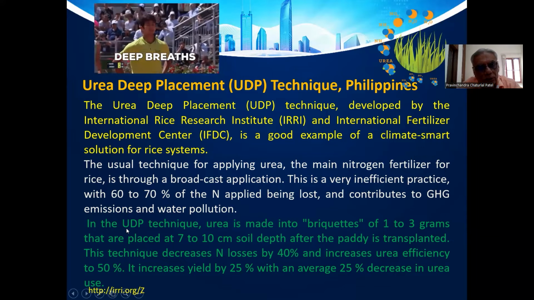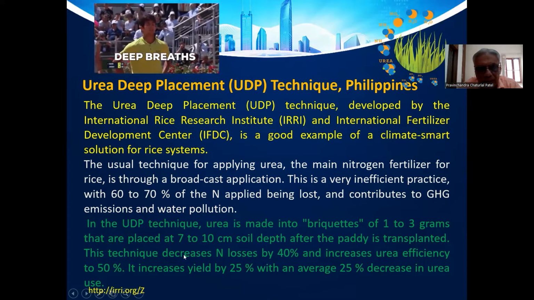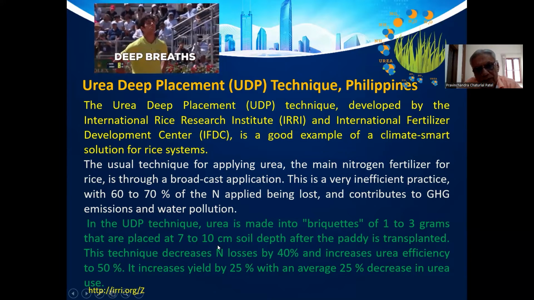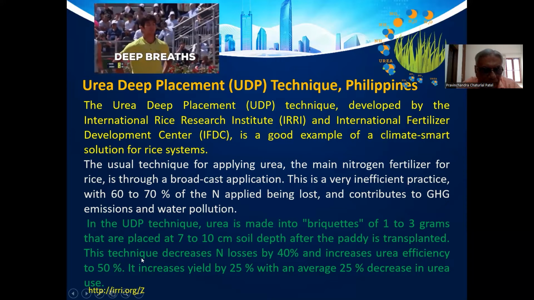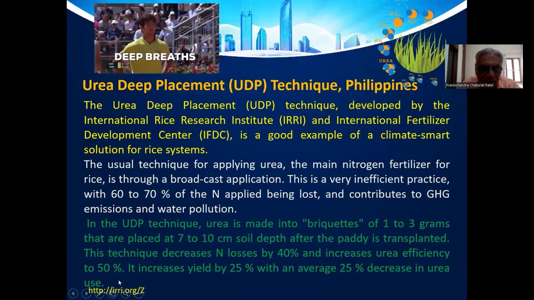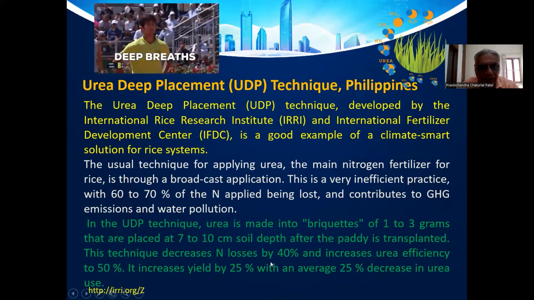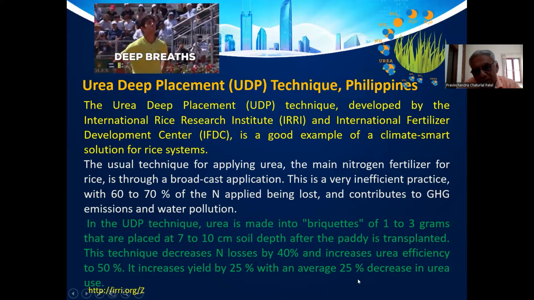So in the urea displacement technique, urea is made into briquettes of 1 to 3 grams that are placed at 7 to 10 centimeter soil depth after the paddy is transplanted. This technique decreases nitrogen losses by 40% and increases urea efficiency to 50%. So we require 50% less urea because the efficiency has increased. It increases yield by 25% with an average 25% decrease in urea use.